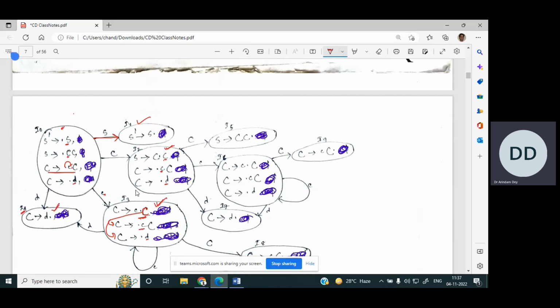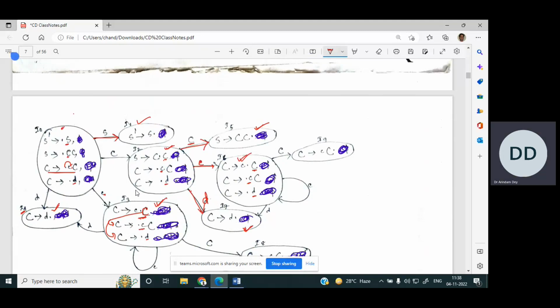No problems are there. Again, we make a transition from I2 over here. Over capital C, no problem. Over small c, there is no problem. There is a dot shift. This is a shift. This is a shift. When we are moving over D, I7, there is a single production. No problem.